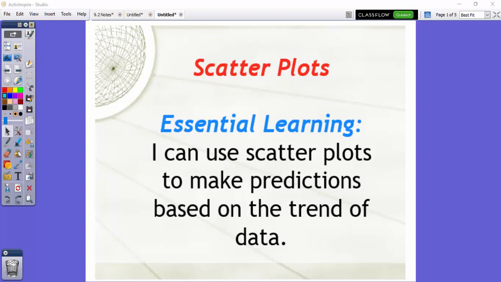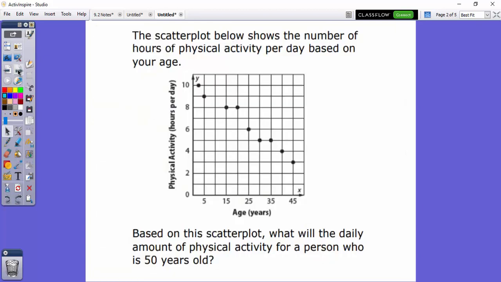Okay, for this next part of the lesson, we're still going to work on scatter plots. Our essential learning will be that I can use scatter plots to make predictions based on the trend of data. So it's using the scatter plot to determine some information and make some predictions.